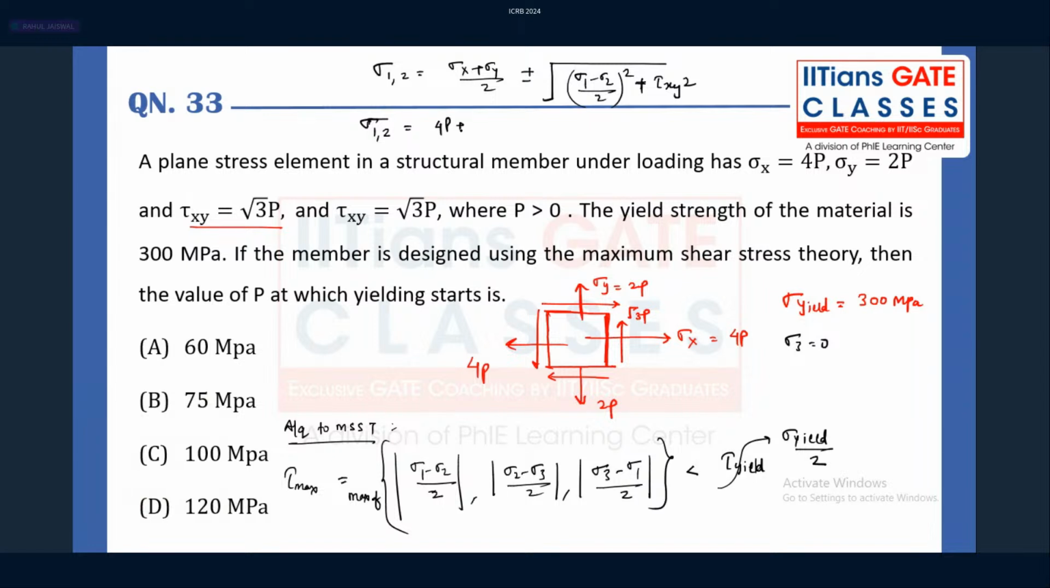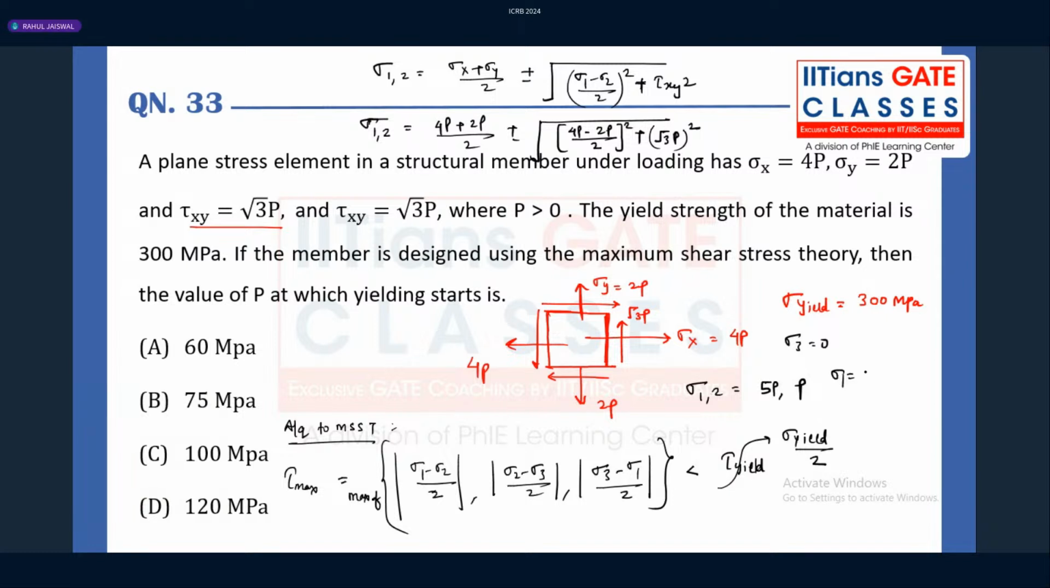4p plus 2p divided by 2 plus or minus, sigma 1 minus sigma 2, so it is nothing but 4p minus 2p divided by 2 whole square plus tau xy. What is the tau xy? Root 3p whole square. If you try to calculate, it is one of the easy calculations. No need to fear the under root and all. You will get sigma 1 and 2, which is nothing but 5p and p.